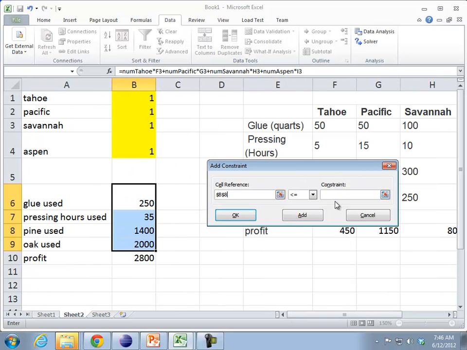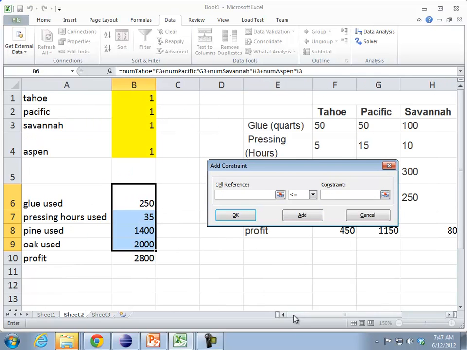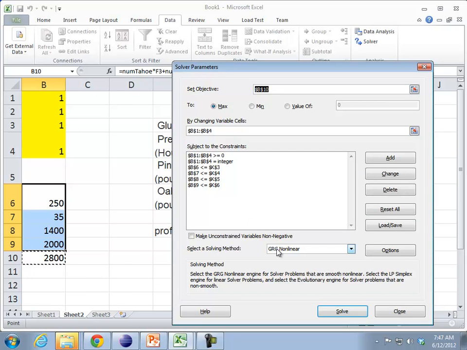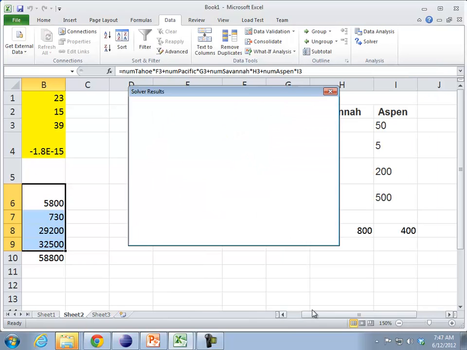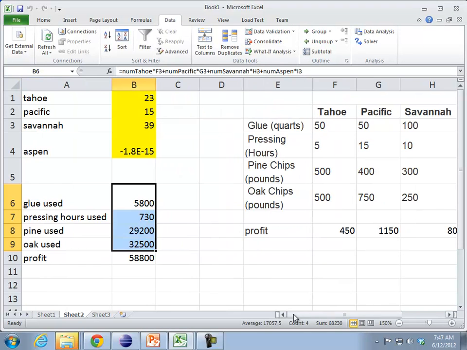Pine used is less than or equal to pine capacity, and oak used is less than or equal to oak chips capacity. So I have all of my constraints. I hit solve, and Solver comes back with a solution.